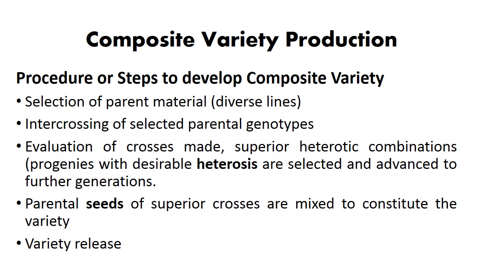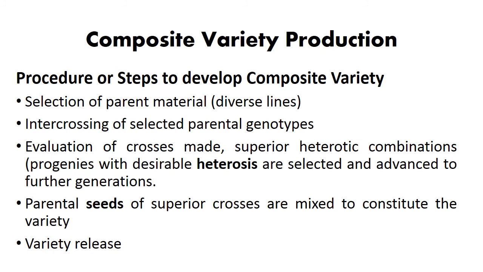Coming to composite variety production. Selection of parental material from diverse lines, intercrossing the selected parental genotypes, evaluation of the crosses, superior heterotic combinations or progenies with desirable heterosis are selected and advanced to further generation. Parental seeds of superior crosses are mixed to constitute the variety and release of variety.